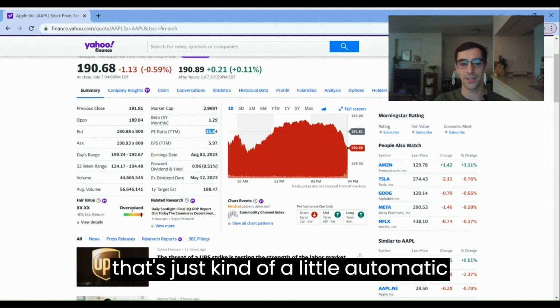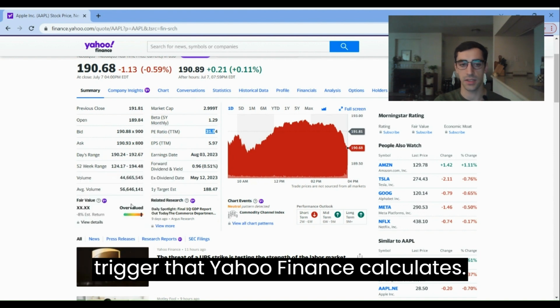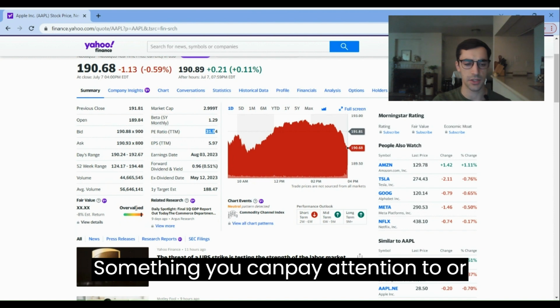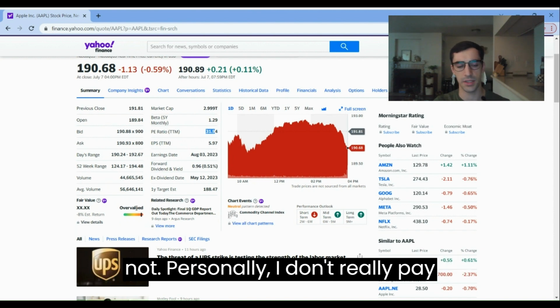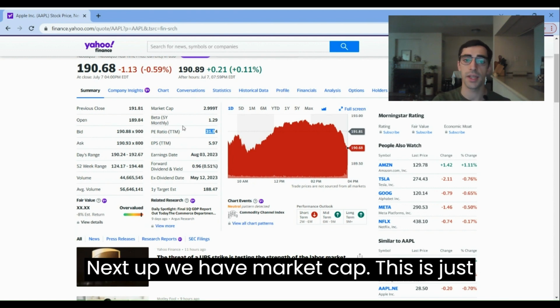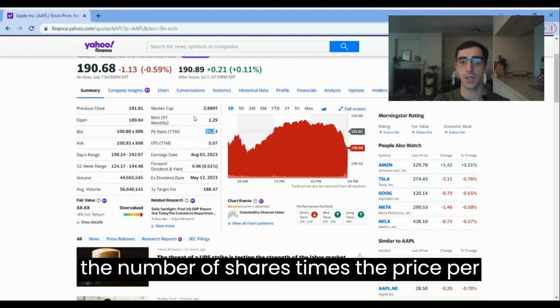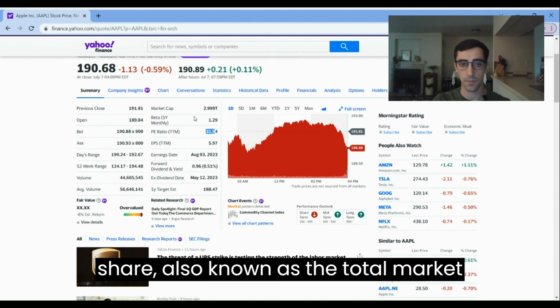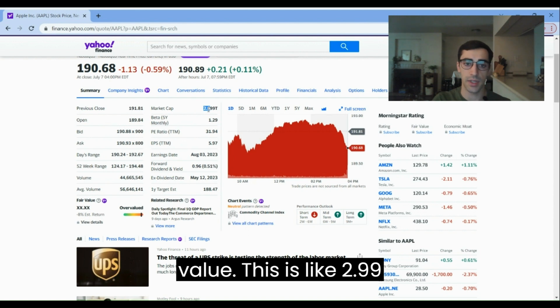And that's just kind of a little automatic trigger that Yahoo Finance calculates. Something you can pay attention to or not. Personally, I don't really pay attention to that. I focus more on free cash flow and other valuation metrics. Next up, we have market cap. This is just the number of shares times the price per share, also known as the total market value. This is at 2.99 trillion.